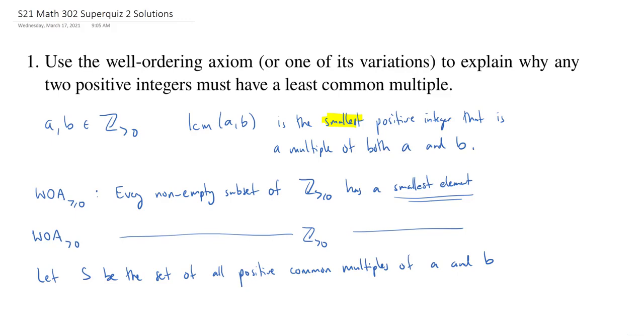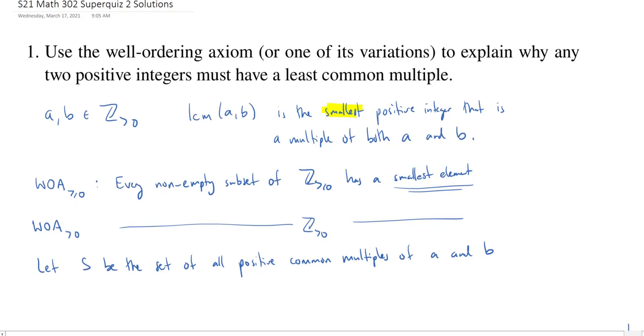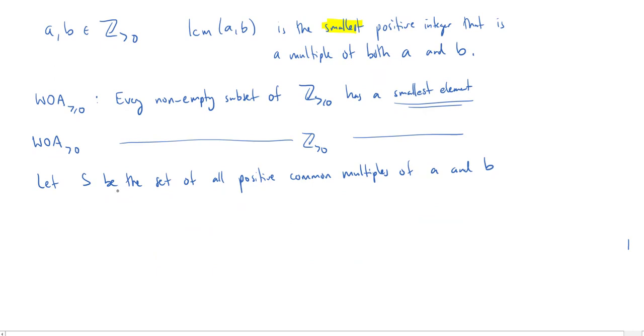Okay, so if we wanted to write this in set builder notation, i.e., S is equal to the set of all, say, Z in Z greater than 0, so all positive integers Z, such that Z should be a multiple of A and a multiple of B. So A should divide Z and B should divide Z.